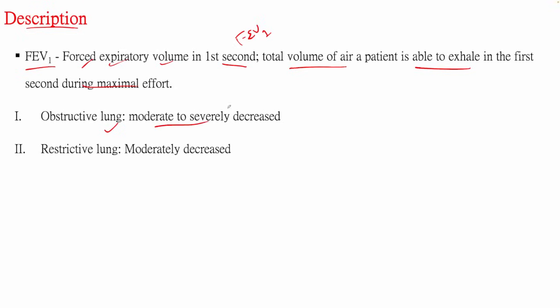Now when there is any kind of obstructive lung disease, you will find a moderate to severe decrease in FEV1, and when there is a restrictive lung disease, you will find a moderate decrease. Now, what is obstructive and restrictive? Obstructive means what? Restricted airflow and breathing problems like COPD and all, where there is restricted airflow.